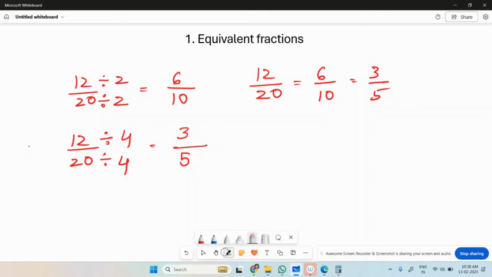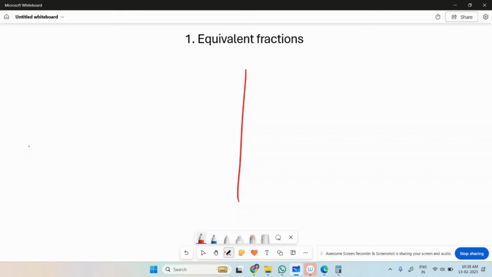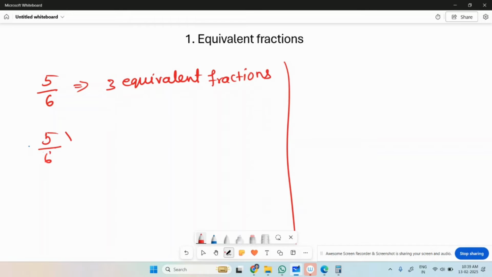So equivalent fractions we can find either by multiplying the numerator and denominator by the same number, or by dividing the numerator and the denominator by the same number. Let's see one example of equivalent fractions by multiplying. 5 upon 6 is there. Let's find three equivalent fractions for this. 5 upon 6 we can multiply by any number.